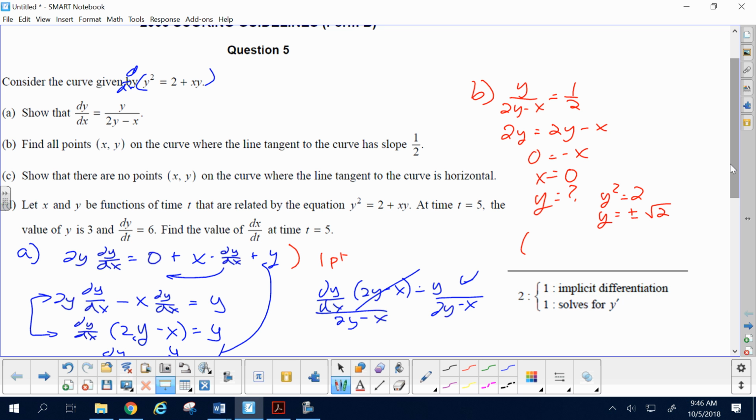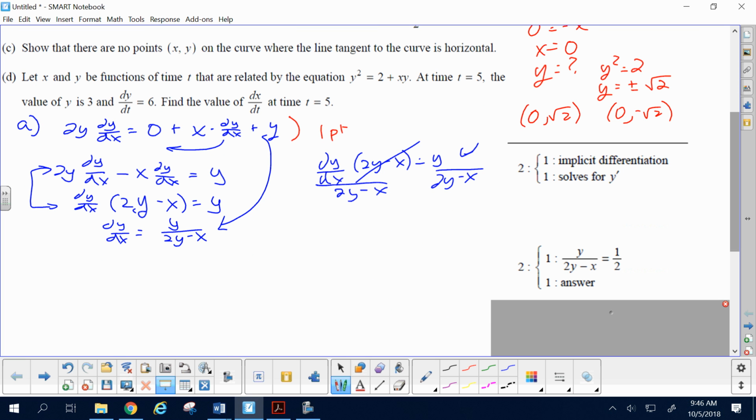Writing your answer then, the points are (0, root 2) and (0, negative root 2). There are 2 points for that. 1 point for you set the derivative equal to 1/2. 1 point for finding the coordinates x and y. Okay? Give yourself 0, 1, or 2 there.